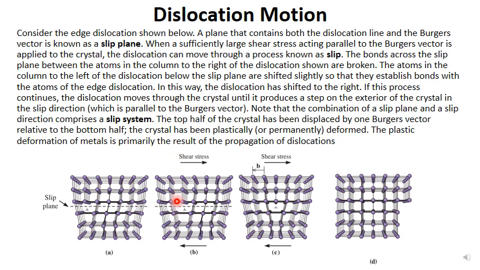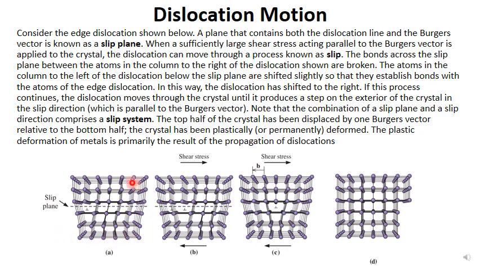First, we need to know what is a slip plane. The slip plane is the plane that contains both the dislocation line, which is here, and Burgers vector. You know, Burgers vector is here, but it can transfer here. It can be moved to be here because it is a vector. So the only plane that contains both the dislocation line and Burgers vector is this plane, and it's called the slip plane.